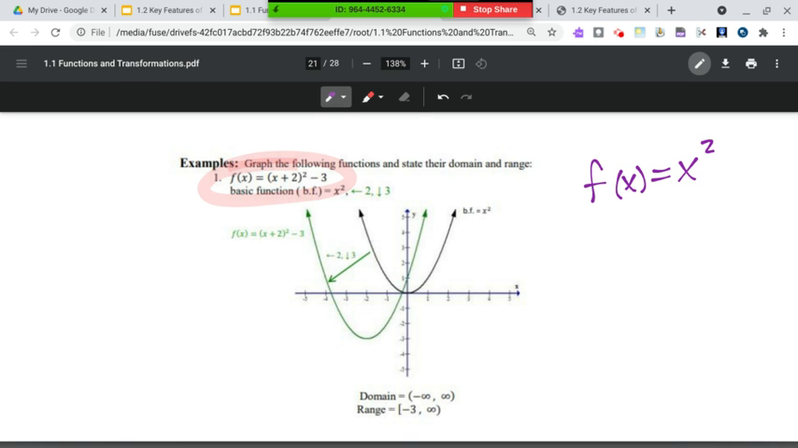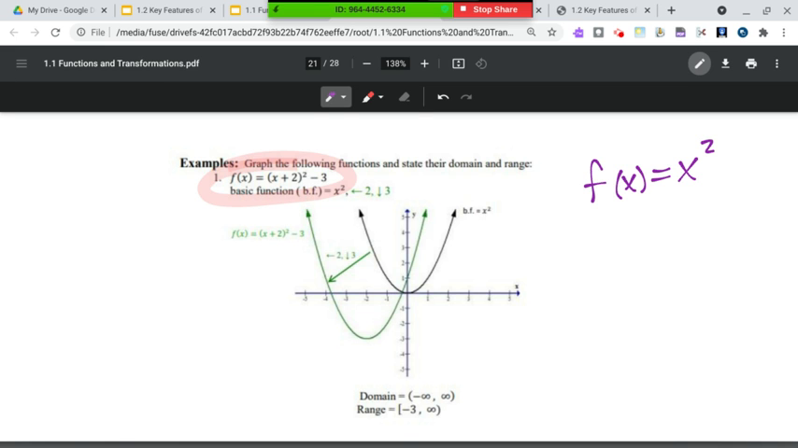Now, whenever you have something added directly to the x, that is going to be a shift left. Anytime you have something subtracted, it's going to be a shift right. And that's inside of the parentheses or under the square root or inside the absolute value. Plus is left, minus is right.